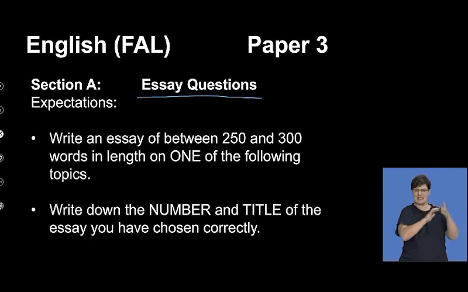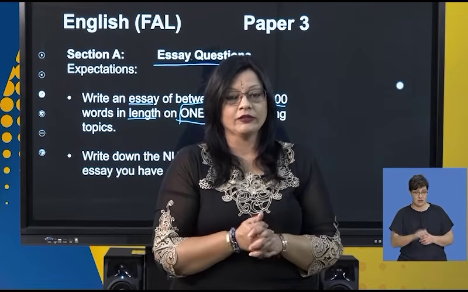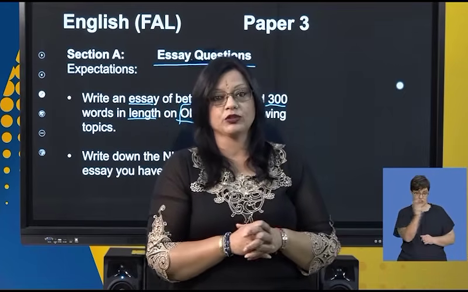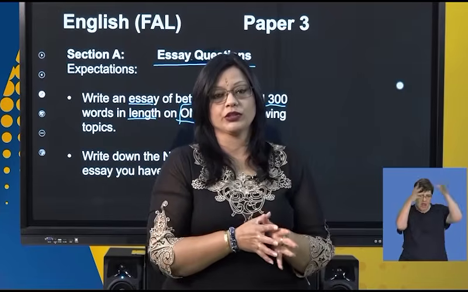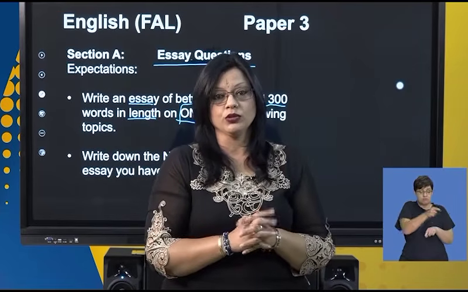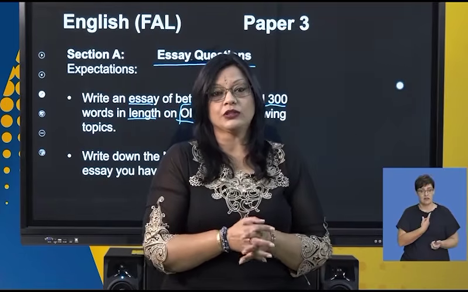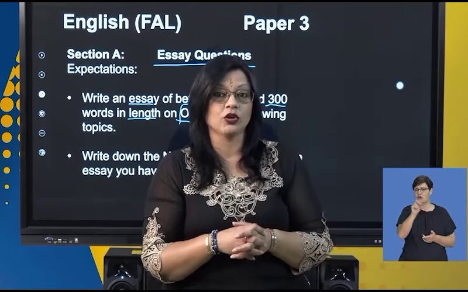In section A, you are required to write an essay of between 200 and 300 words in length on one of the following topics. So this is an instruction taken directly from the past year question papers that we've had for paper 3 English first additional language, where you have to write an essay of 250 to 300 words in which obviously you would have to write a creative response to one of the questions provided. You need to ensure you choose a question that you can relate to, a question that you can obviously write on.